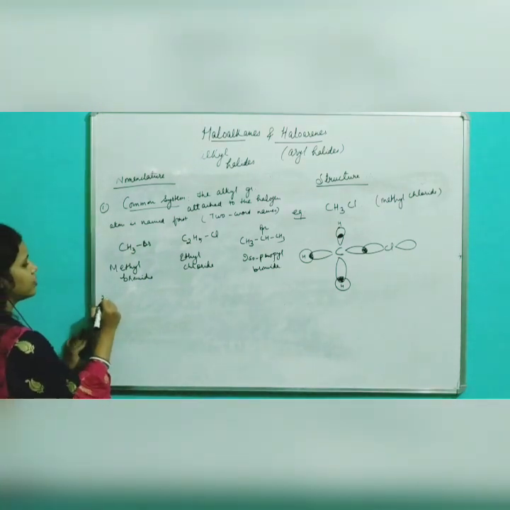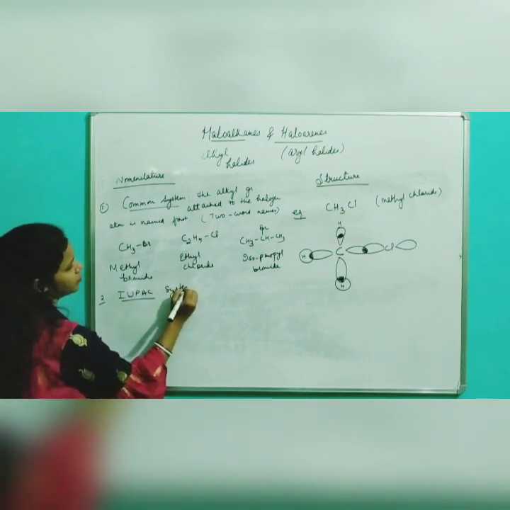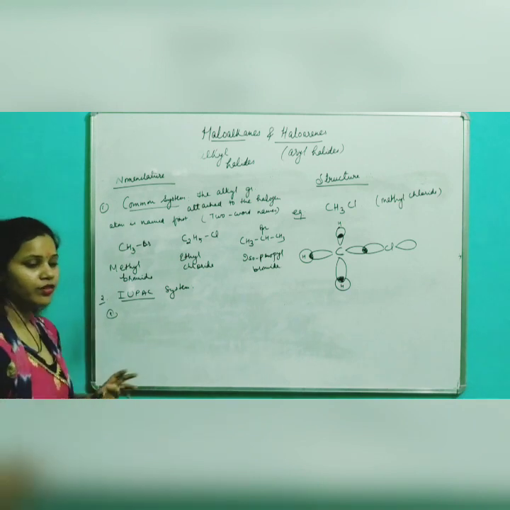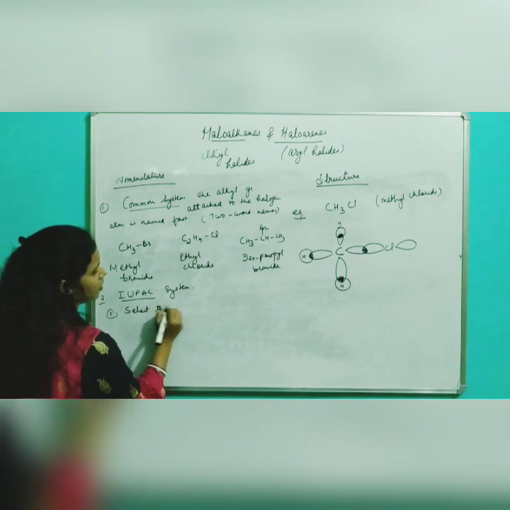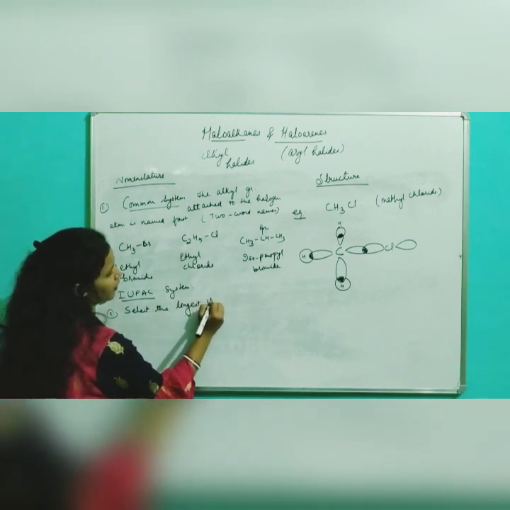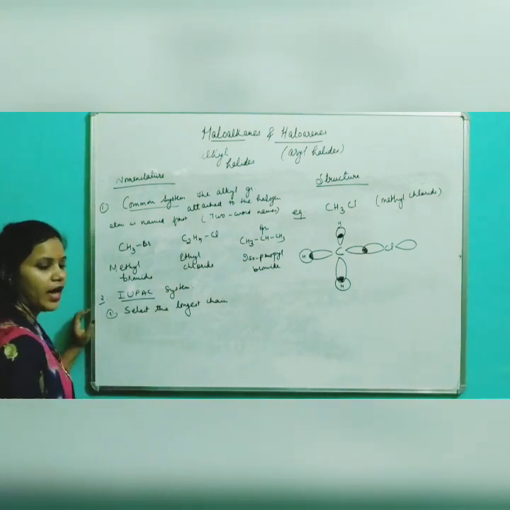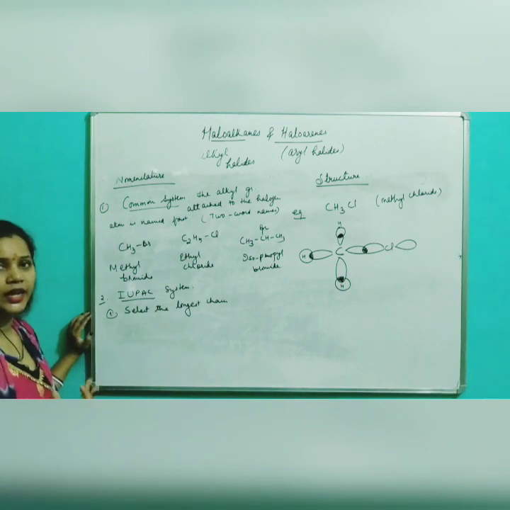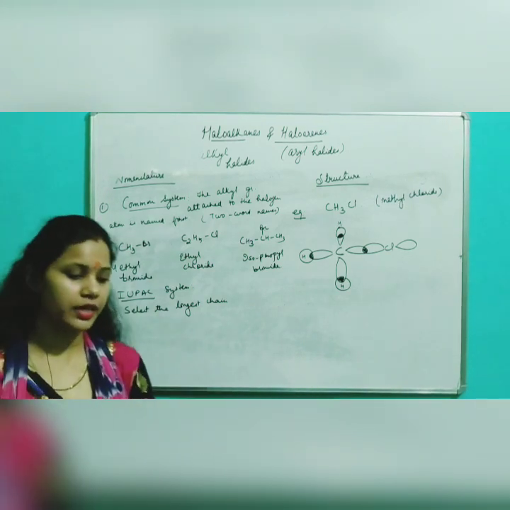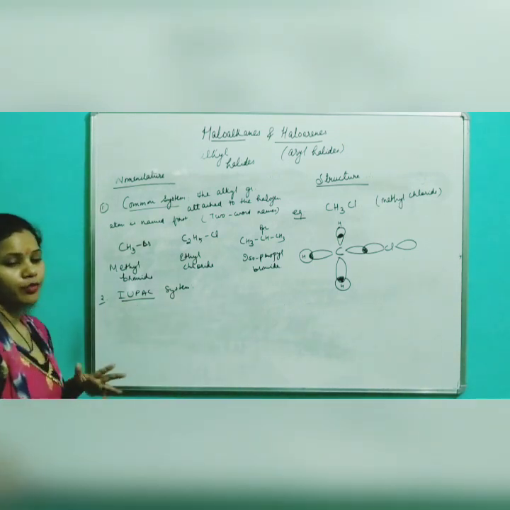The next one is IUPAC naming. In the IUPAC system, first of all we select the longest chain which contains the functional group, the halogen atom here, and name the alkyl halide as a derivative of the corresponding hydrocarbon. Then we number the chain and indicate the position of the group. These things we have already studied in class 11, so I'm not going deep into it.